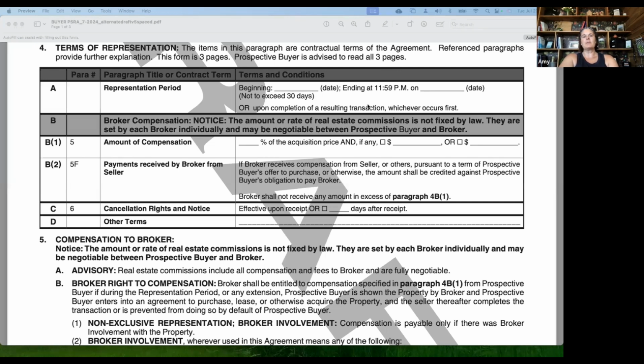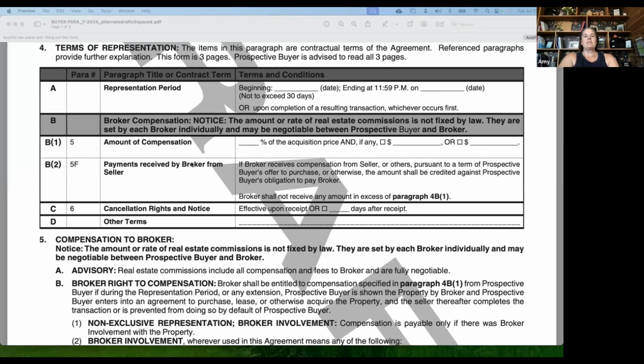B is broker compensation notice. The amount or rate of real estate commissions is not fixed by law. They are set by each broker individually and may be negotiable between prospective buyer and broker. B1 is the amount of compensation. This is going to be a percent, and a checkbox if we want a percent plus a flat rate, or we can check this box after the "or" and just put in a flat rate. So those are your options there: percent and flat, or just flat.